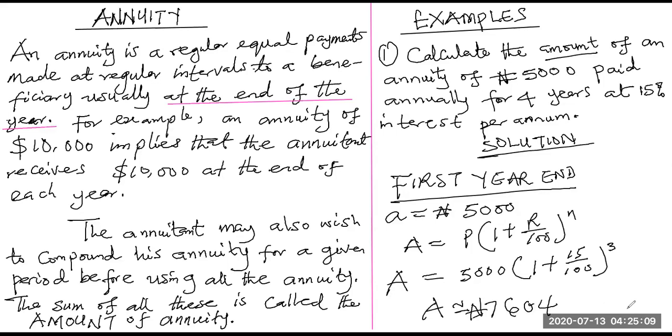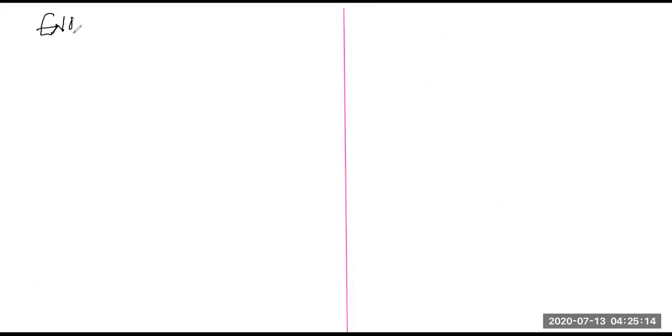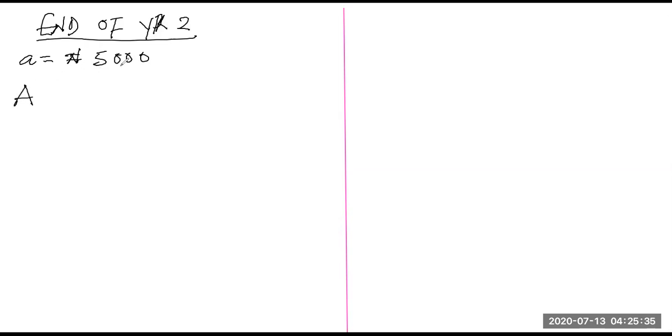Now, at the end of the second year, we'll do the next one. Remember, another annuity will come at the end of the second year. So at the end of year 2, we will have another annuity of 5,000 naira, because each annuity is 5,000 naira. So what is the amount? This annuity coming at the end of the second year cannot be compounded for how many years now?